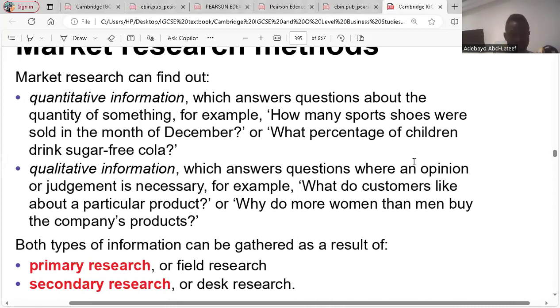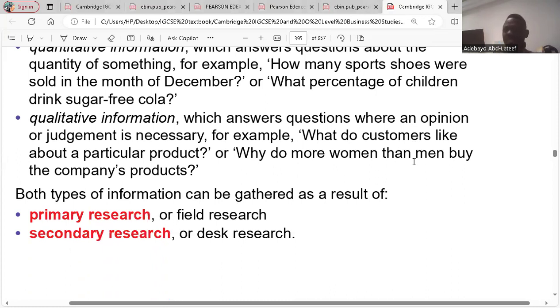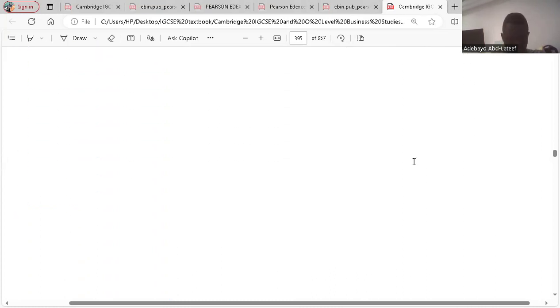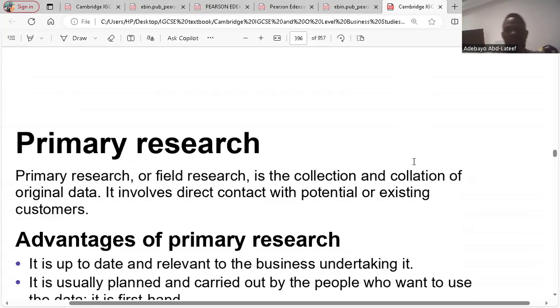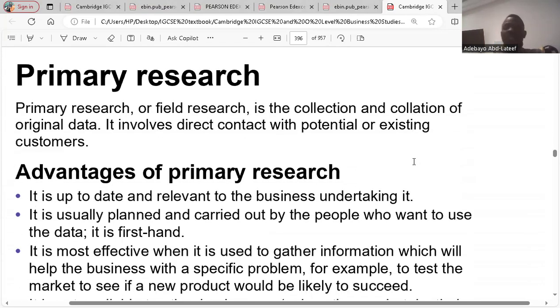So both types of information can be gathered as a result of primary research or field research, or secondary research or desk research. So we start with primary research. Primary research, or field research, is a collection and collation of original data. It involves direct contact with potential or existing customers. So primary research means field research. You are there, getting first-hand information about a product from either potential customers or existing customers.